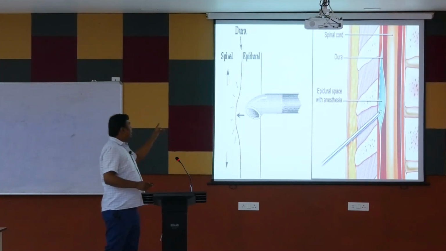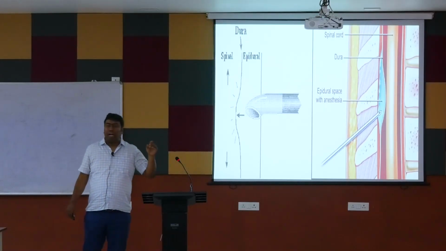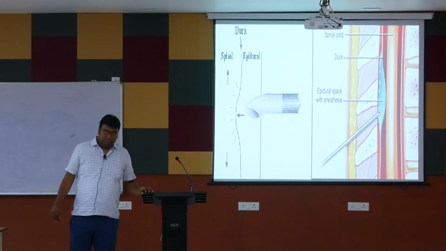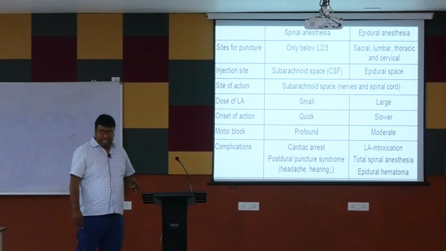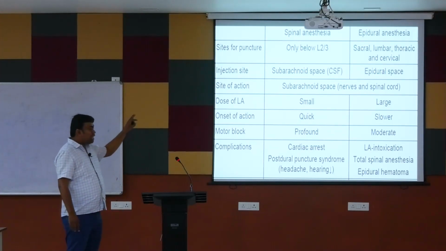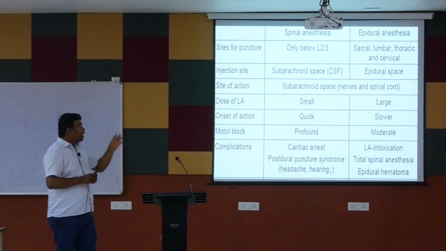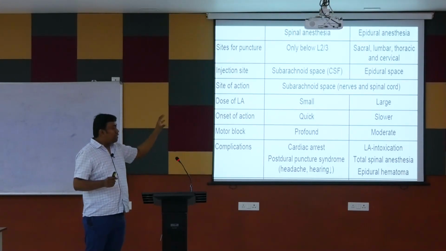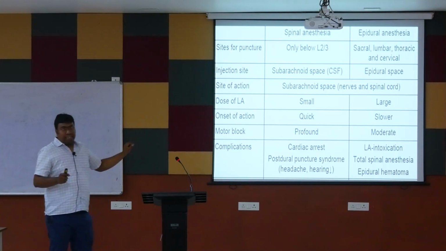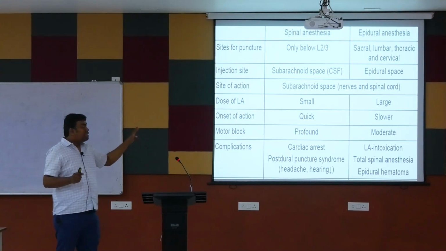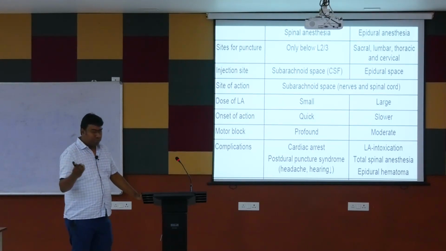So what happened? In case of spinal, we breach the dura. In case of epidural, we don't breach the dura. What is the difference between epidural and spinal anesthesia? Spinal anesthesia is only below L2-L3, whereas epidural anesthesia can be sacral, lumbar, thoracic, or cervical. The injection site in case of spinal is the subarachnoid space. Epidural, from its name, is the epidural position.